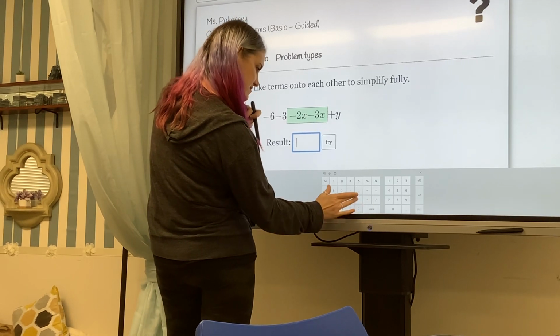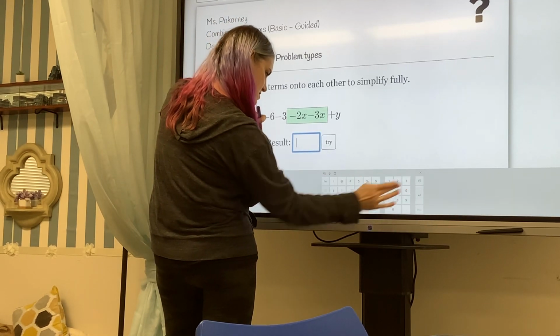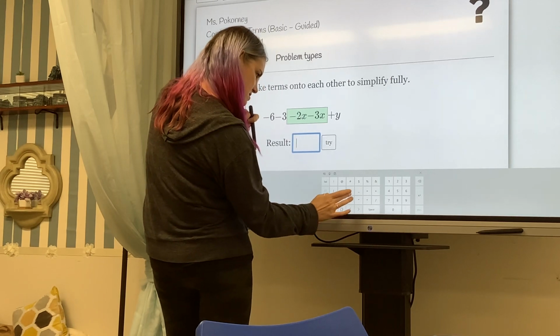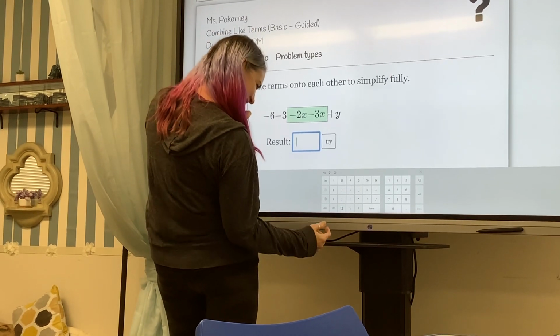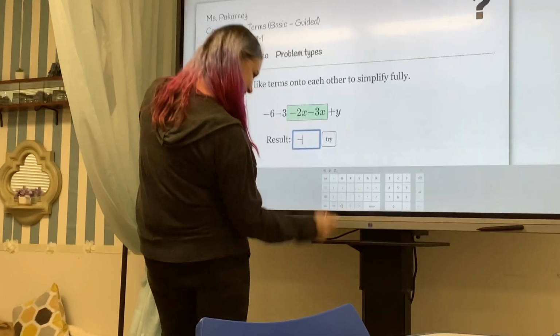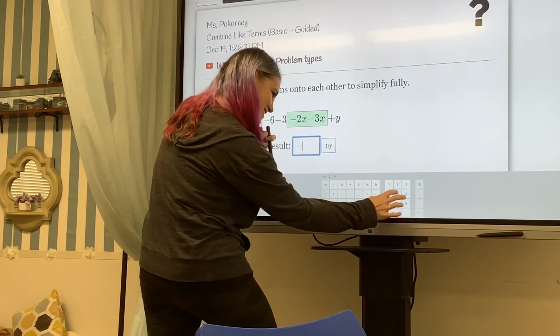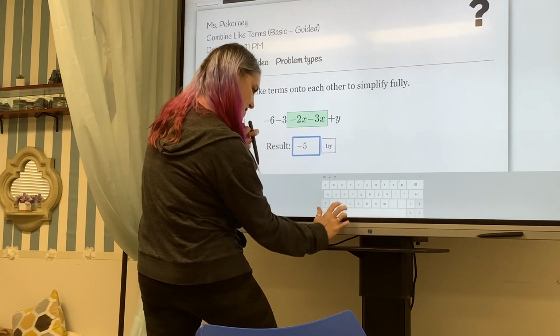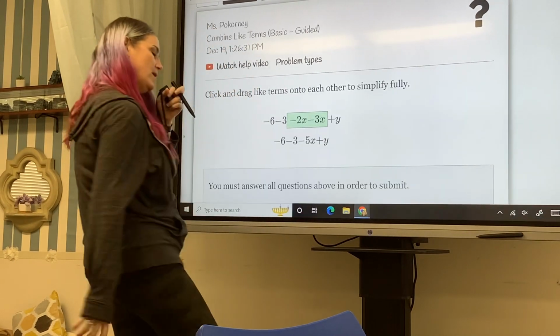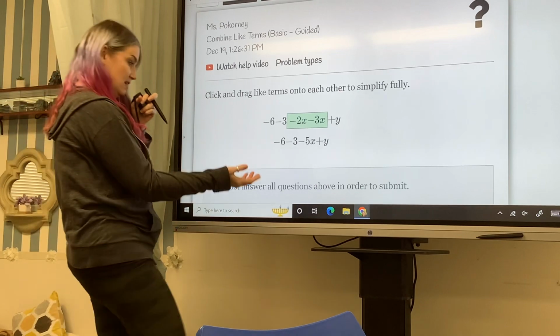Sorry, I don't even get my right symbols. Oops, that's not it either. Negative. Okay. That's not there, it's negative. I can't see. Negative 5x. And then I will go ahead and say, try combining those, and it likes that.